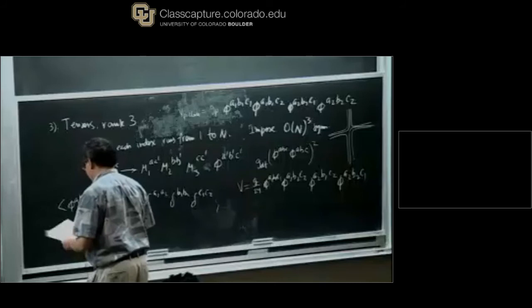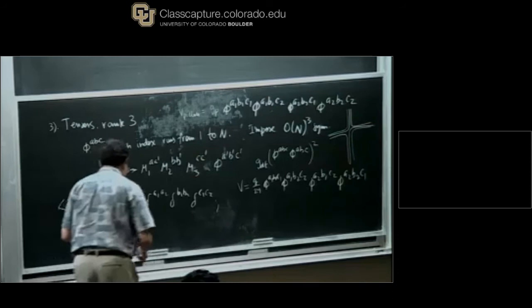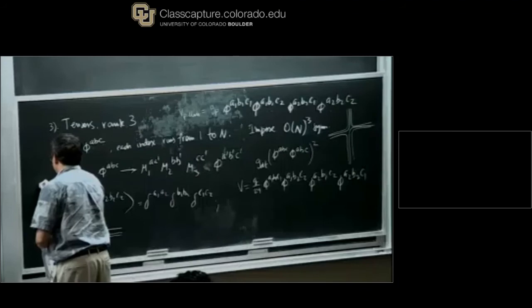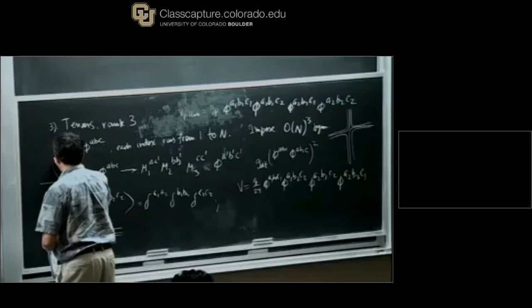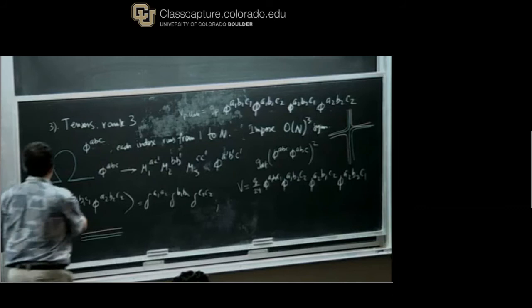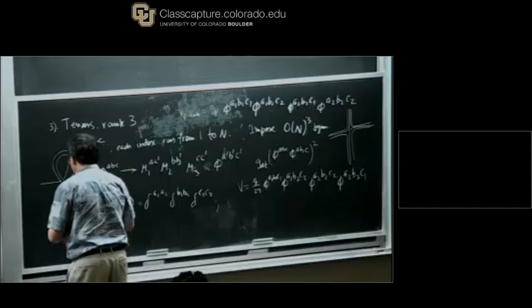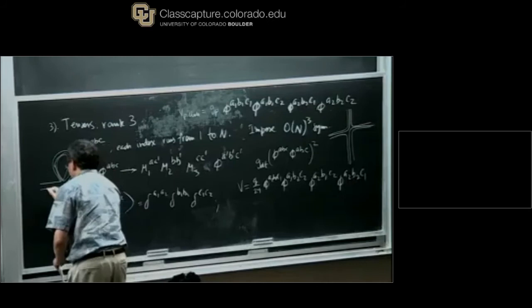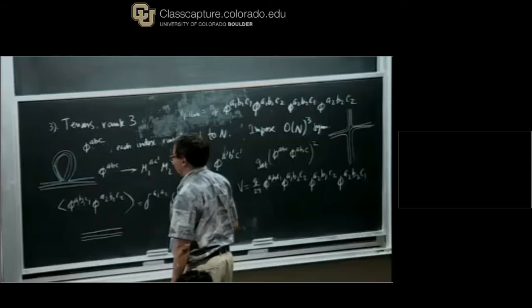Let's see. Yeah, let me draw this. So the snail will start looking like this. And this will be here, and then there is yet another green line that looks okay. This makes sense. Right? So you see that there is now a double loop.